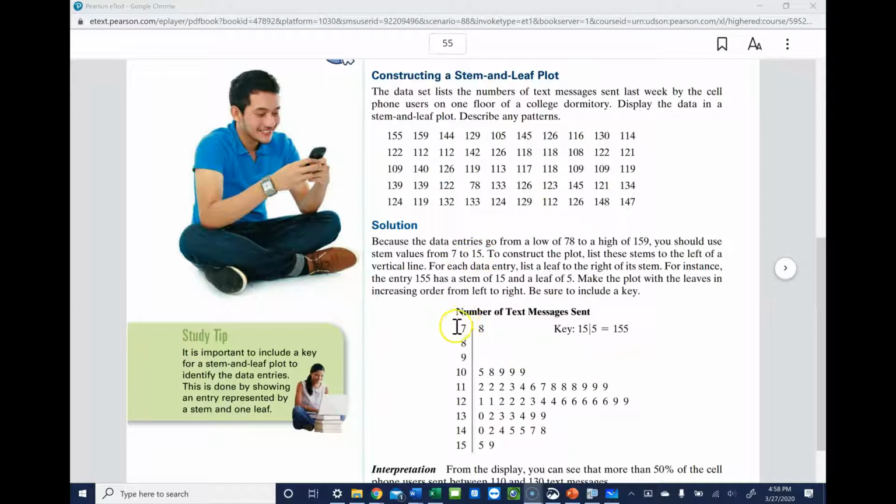So our stems are going to start with 7, and they're going to go all the way to 15. But why do they go from 7 to 15? Because our lowest number in this is 78, so that's where the 7 comes from. Our highest number here is 159. That's where the 15 comes from. And then we just cover every integer in between.